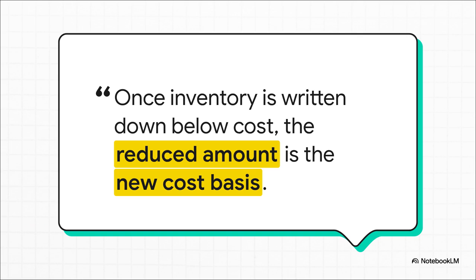And one last thing, and this is a big one. Under US GAAP, when you write down inventory like this, it is permanent. That new $85,000 value is now the official cost. Even if the market price bounces back up next month, you are not allowed to write the value back up.